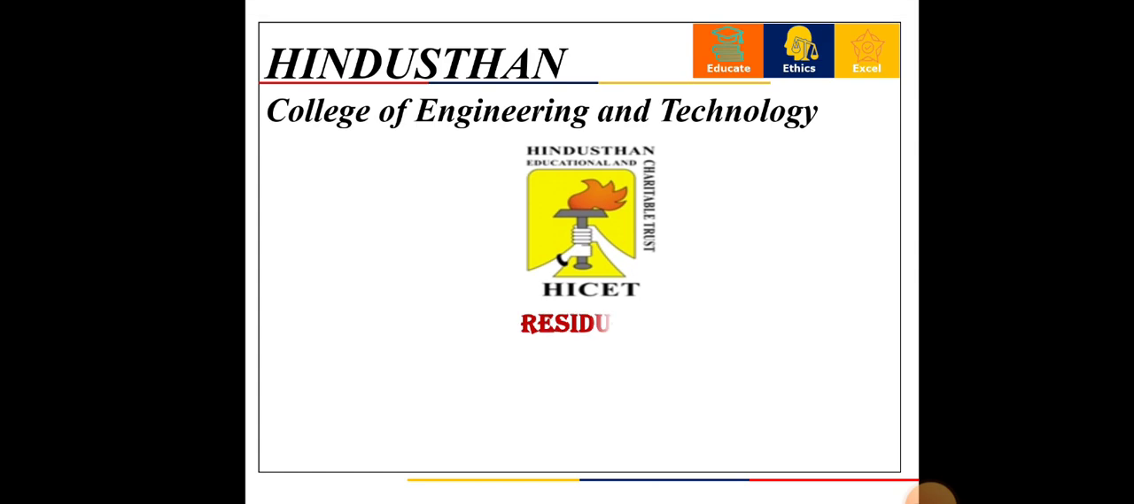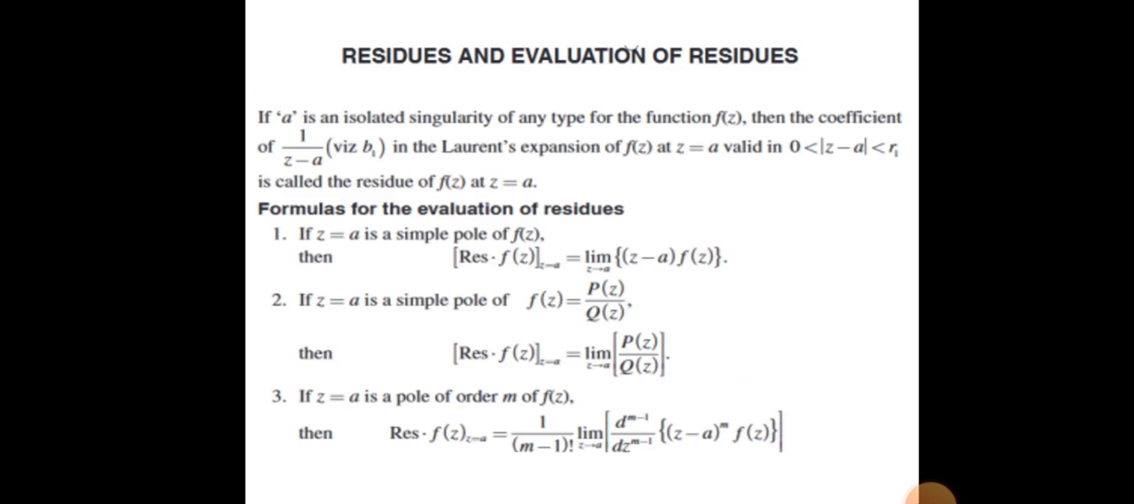Today, we'll be discussing how to find the complex integration using the residue theorem. First of all, let us see what residues are, and then we'll see how to evaluate them. If a is an isolated singularity of any type for the function f of z, then the coefficient of 1 by z minus a in the Laurent expansion of f of z at z equal to a is called the residue of f of z at z equal to a. The region for this is 0 less than modulus of z minus a less than r.